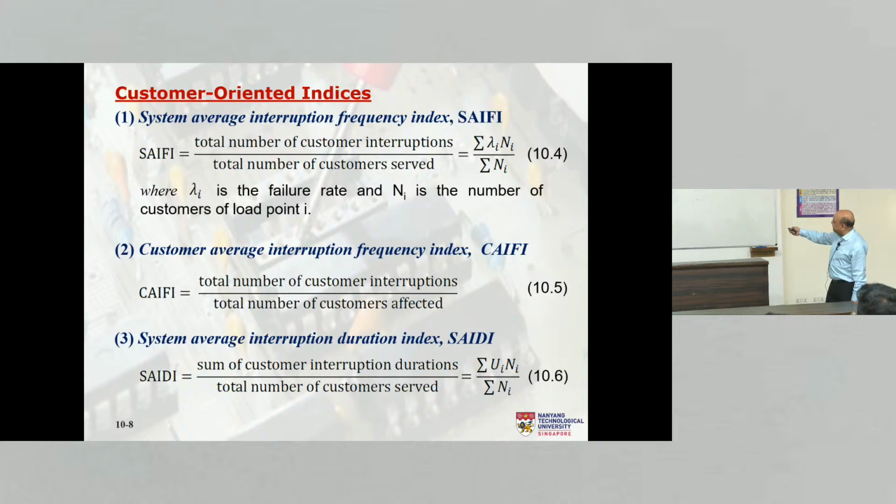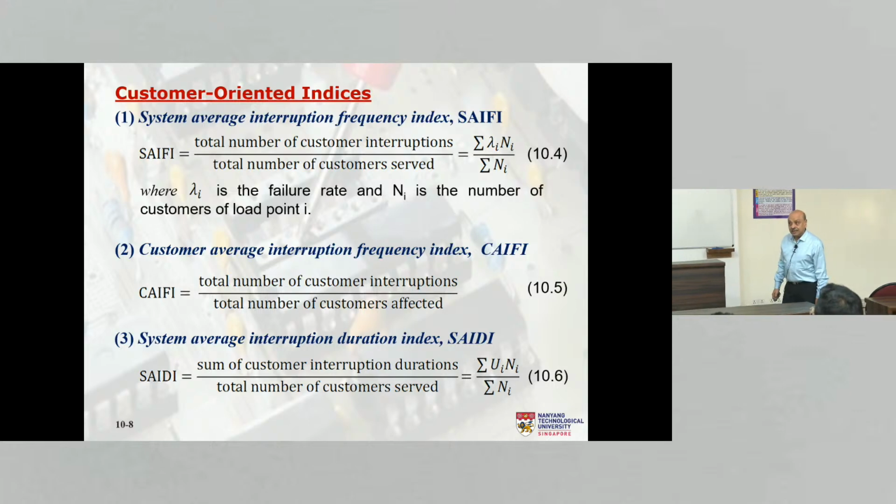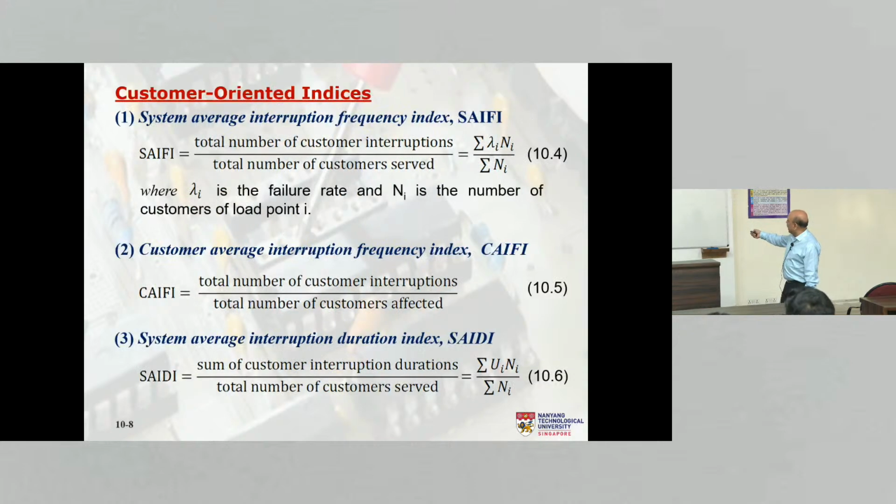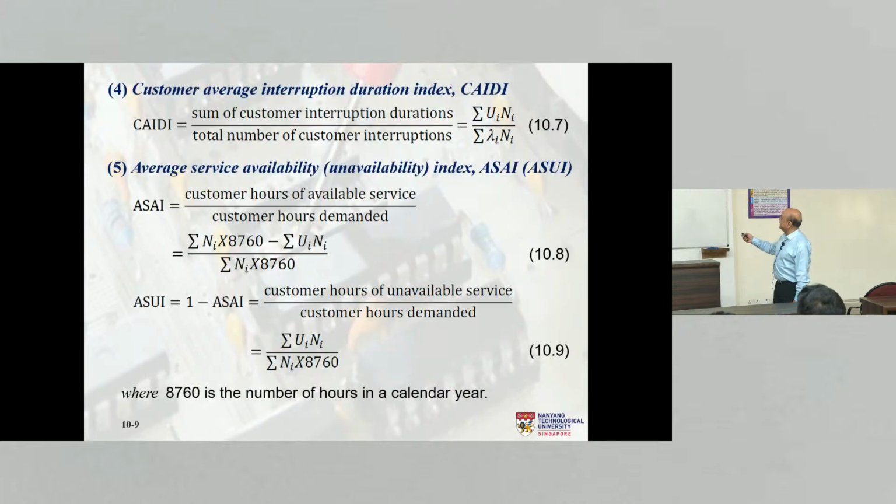There is another one called KFI, total number of customer interruptions divided by total number of customers affected. Not the total number of customers, but only those that are affected by those interruptions. KD is defined like this, which is nothing but SAIDI over SAFE. If you look at this, UI NI over lambda I and I, because the denominator will get cancelled, right? So KD is SAIDI divided by SAFE. That's another way of calculating KD.